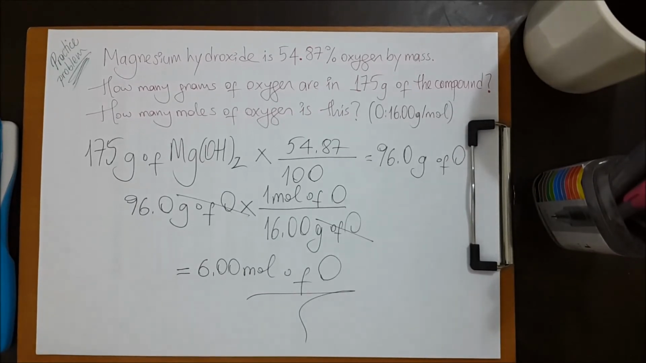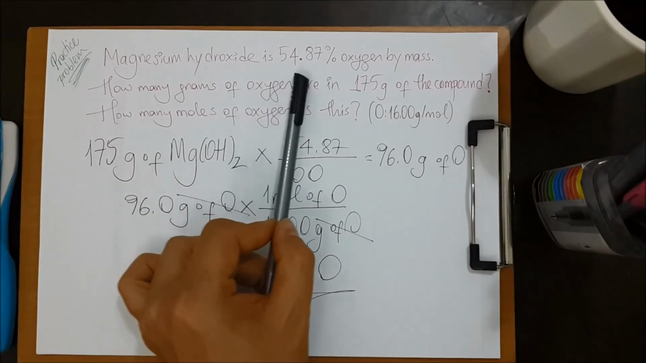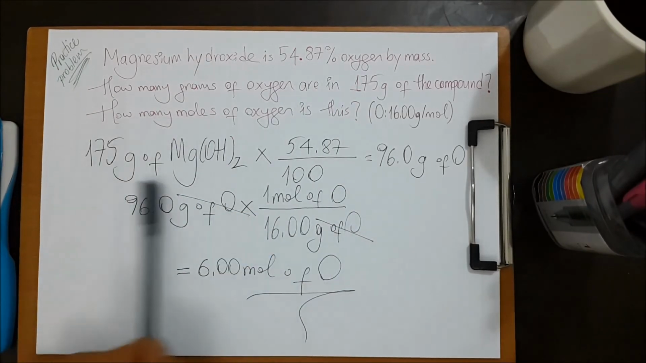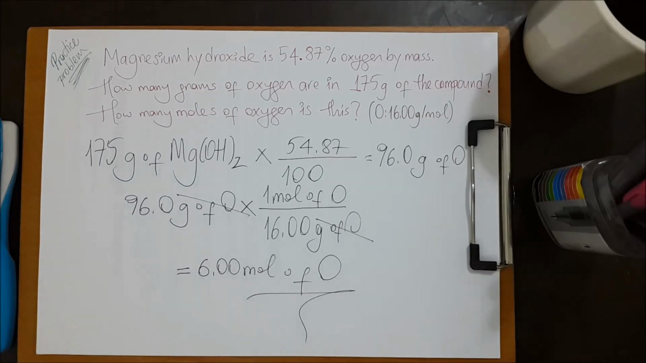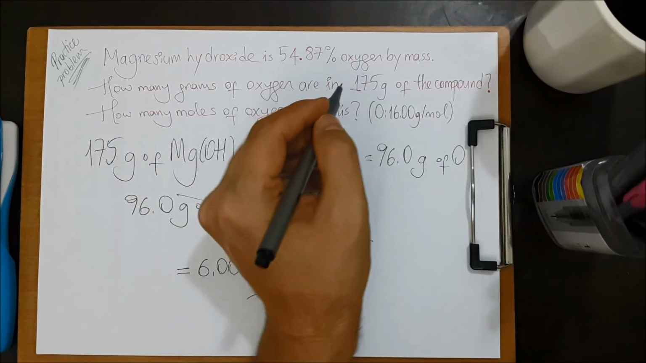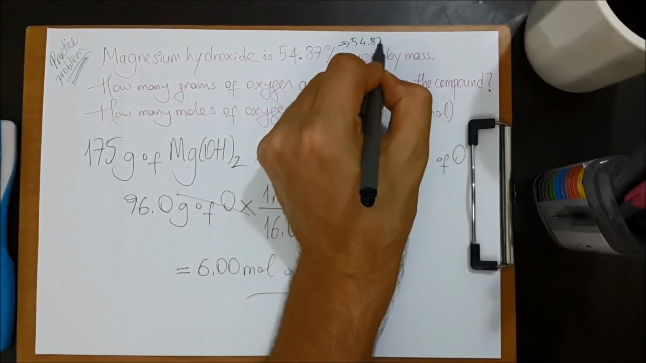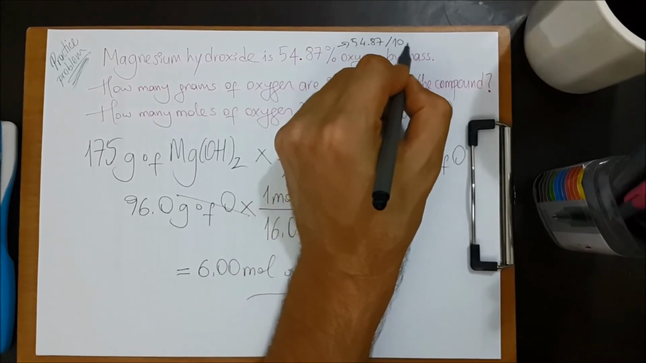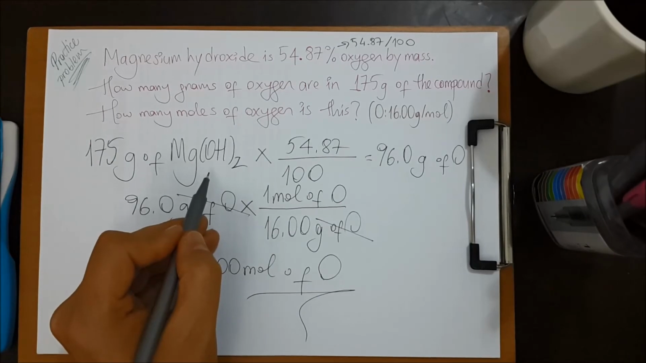Okay. Let's see what we did in this solution. We have 175 grams of magnesium hydroxide. We know in the question it is given 54.87% of this compound, of this mass, is oxygen by mass. As we learn in mathematics, any percentage can be converted into a rational number. As you see here, 54.87 over 100. So I have 175 grams of magnesium hydroxide.